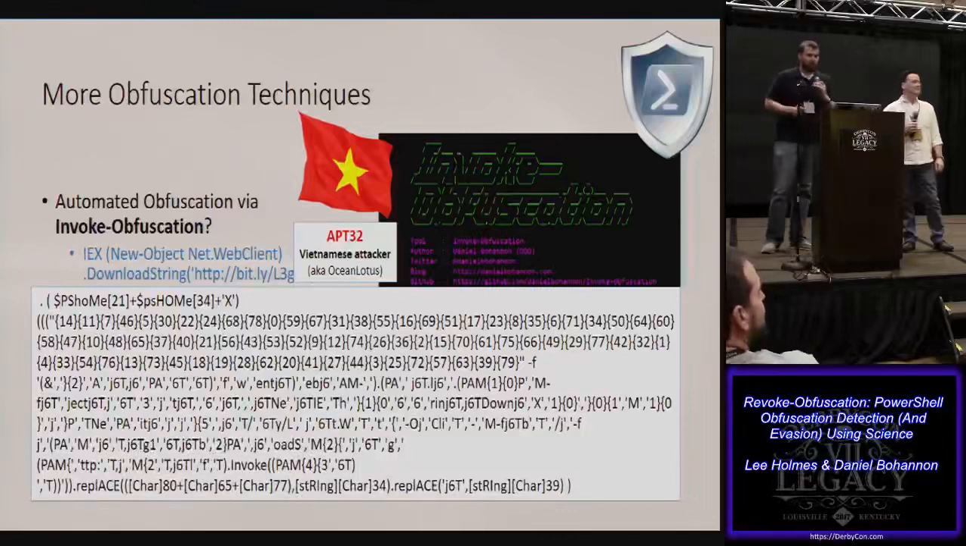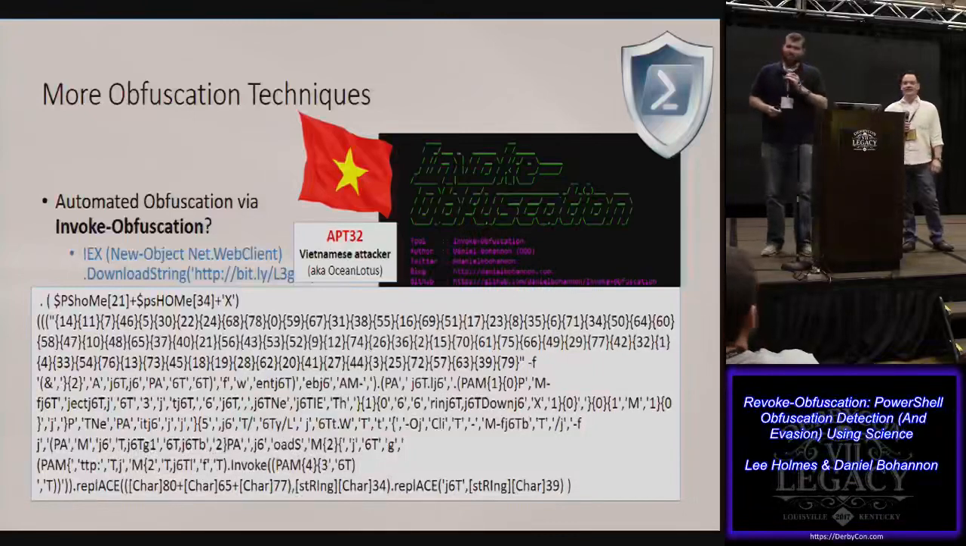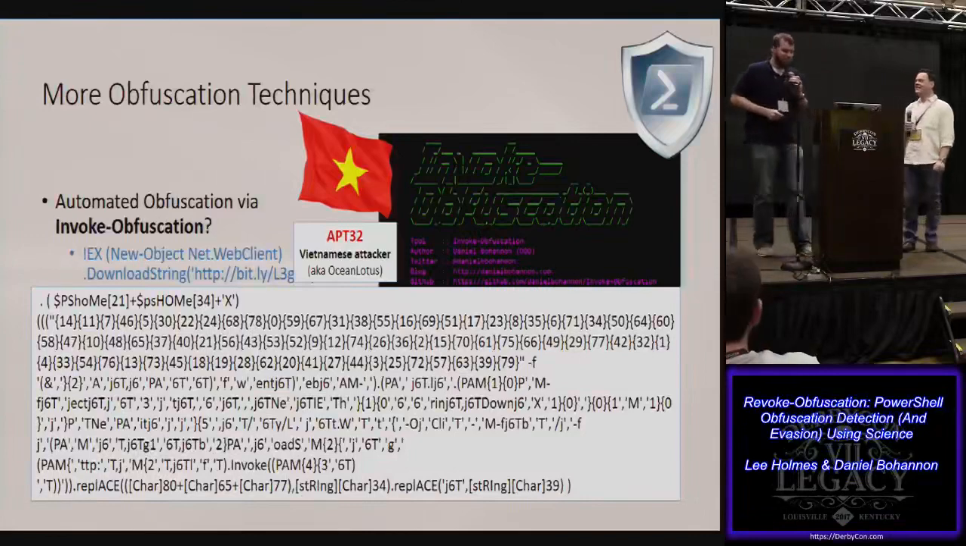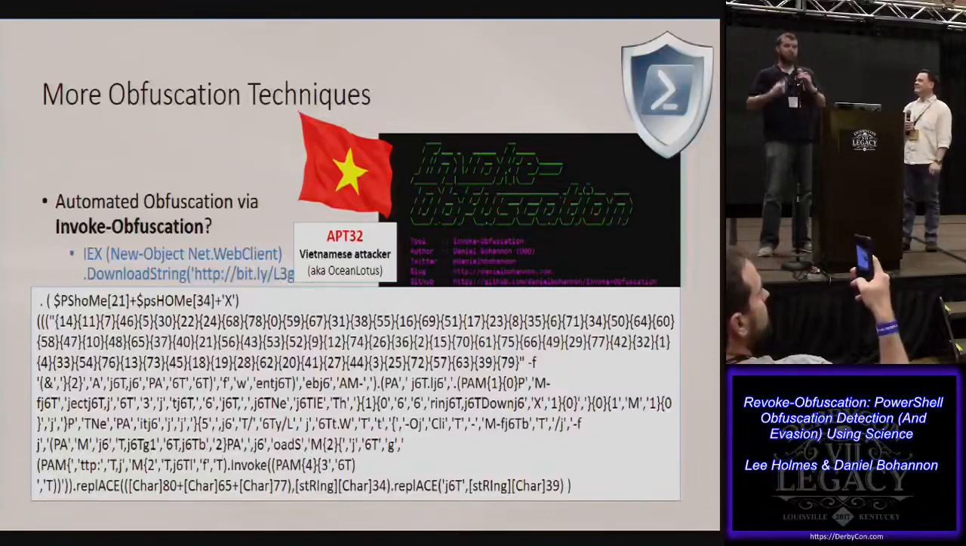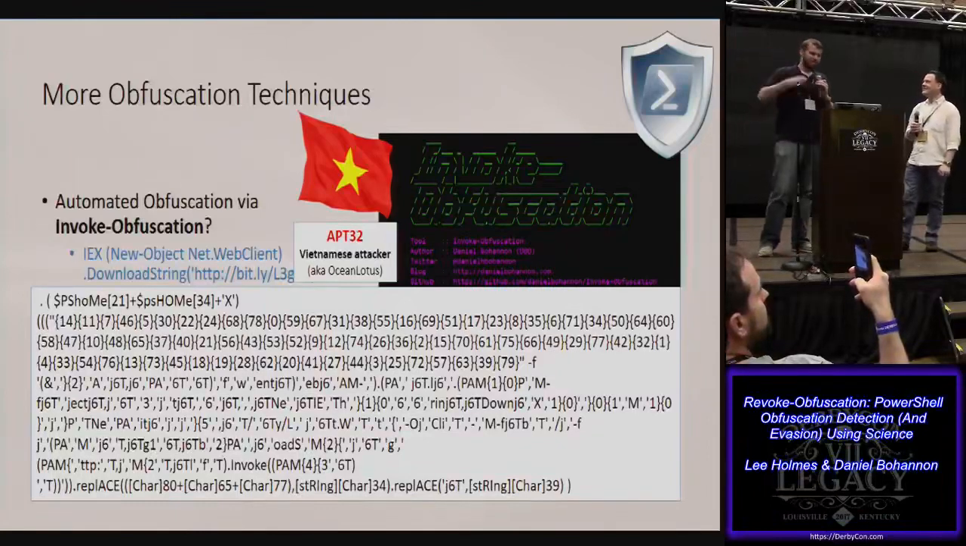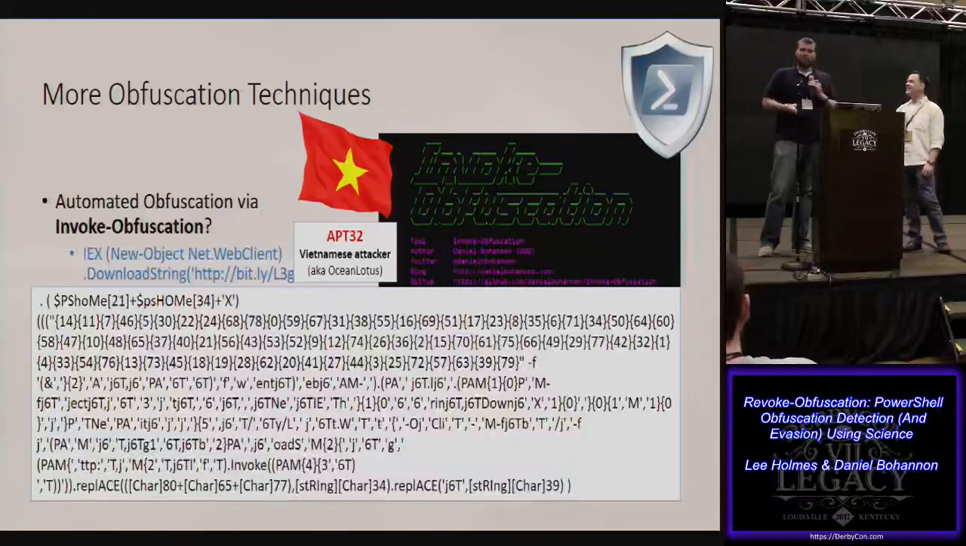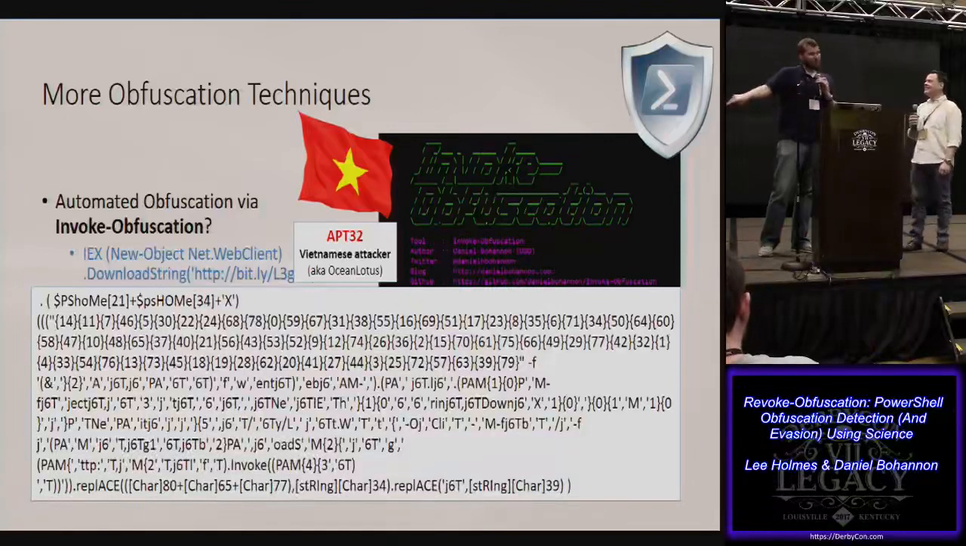To prove that, APT32 has done it a lot of times. This is a Vietnamese APT group, also known as Ocean Lotus, and they're particularly fond of doing one layer of token layer obfuscation and then like 4 billion layers of string obfuscation. So whenever these samples come in, I get a lot of dirty looks in the office, and they just slide that over to my queue.